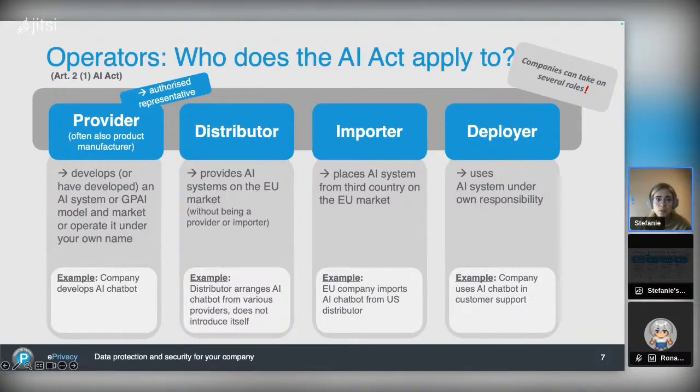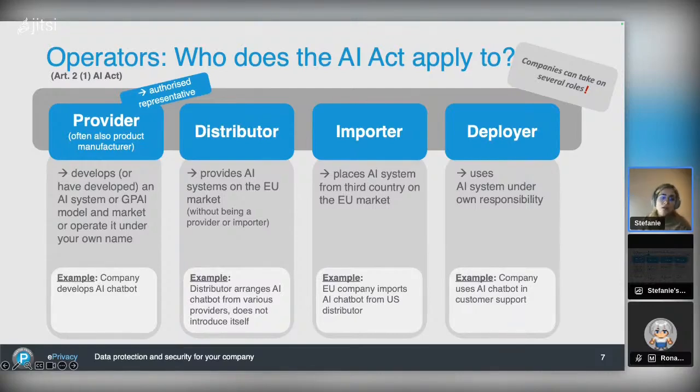On the other hand, we have the deployer, and the deployer is the company that then uses this AI system under their own responsibility. So for example, the online retailer who might use an AI system to run it over their analytics data set. This would be then a classical deployer under the AI Act. If this online retailer has developed their own AI system that they run over their analytics, then they could be even a provider and a deployer.